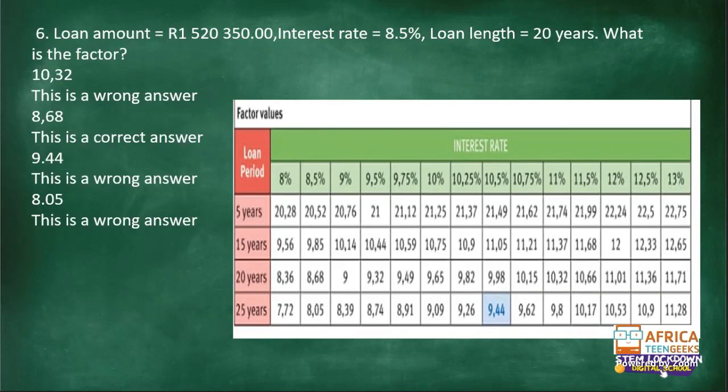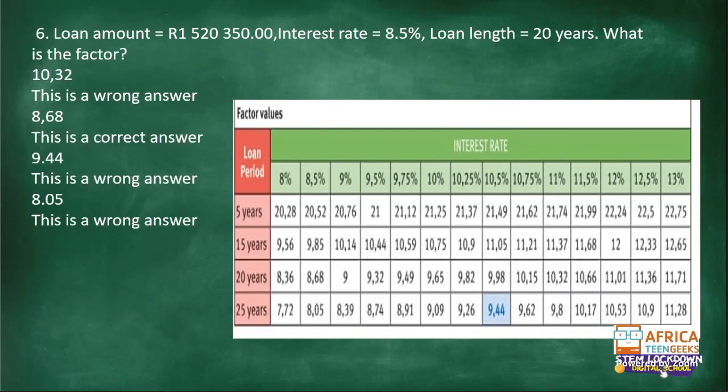Remember, if you use the incorrect factor, then that will obviously affect your entire loan repayment. Say, for instance, a mistake is made, and instead of using 8.68, you use, let's say, 8.05. Now remember that you multiply this by 1,000, and this is in the denominator. So if you make a mistake and put in 8.05, that will definitely affect your repayment.